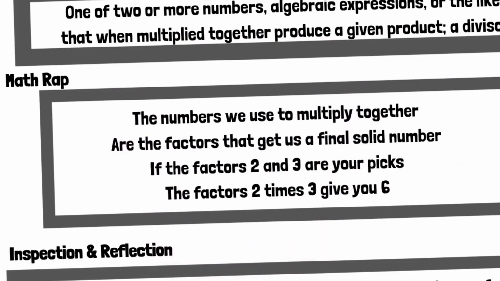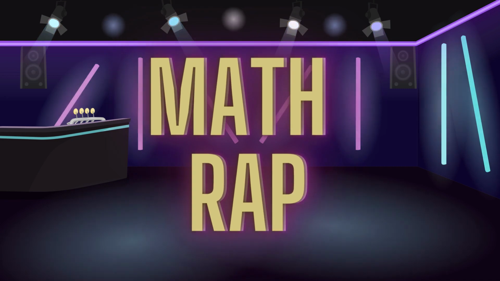Math rap. The numbers we use to multiply together are the factors that get us a final solid number. If the factors 2 and 3 are your picks, the factors 2 times 3 give you 6. Math rap.